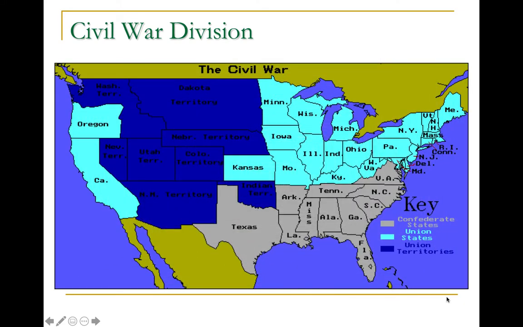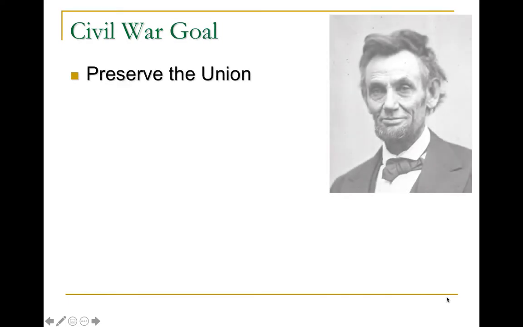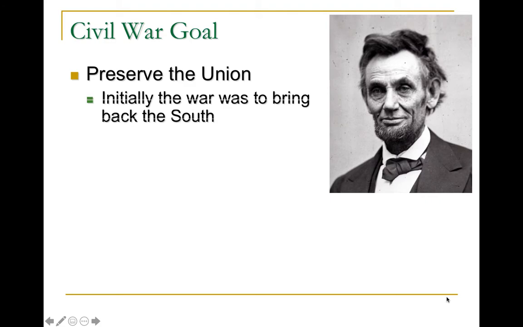So as you see right here, the dividing line of the Civil War. So Civil War goal, preserve the Union. Initially, the war was to bring back the South, and that was the key. And people attack Lincoln as very political and compromising with the issue of slavery, because he would have brought back the South even if he allowed slavery to still exist.